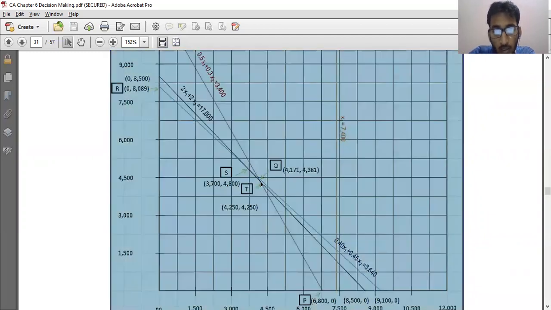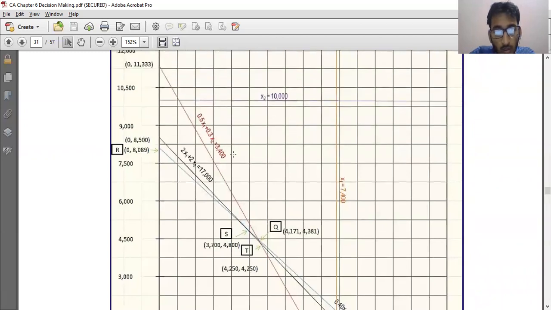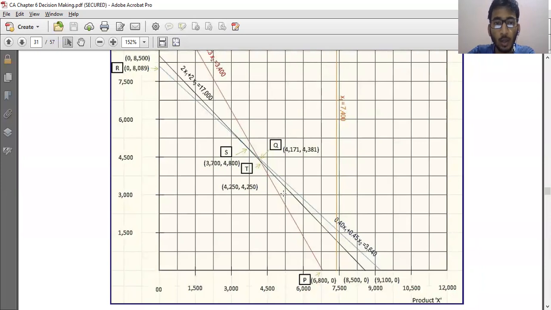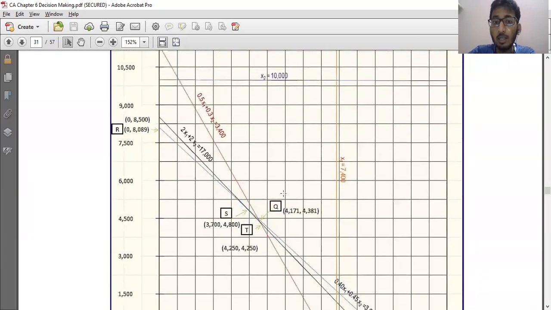At point T, the department 1 line and the material line are both intersecting. At point Q, the department 1 line and department 2 line are both intersecting each other. So basically, we'll solve for these three.